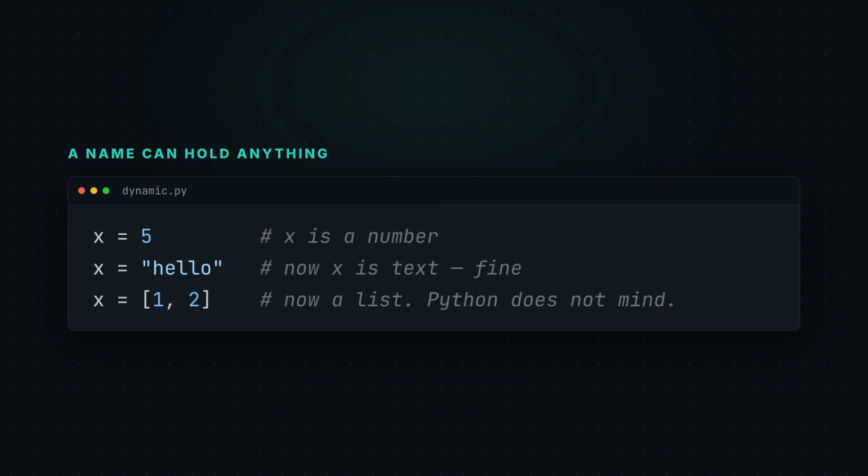Now, here's something that trips people up. In Python, a variable can change its type. Watch. X is a number. Then I point X at some text. Then add a list. And Python is totally fine with it. Here's the mental trick from me, Ryan. The value has a type, the name does not. A name is just a sticky label you can move on to anything.